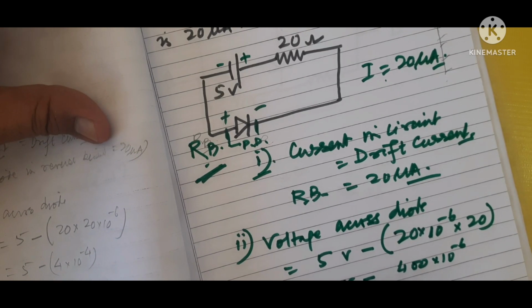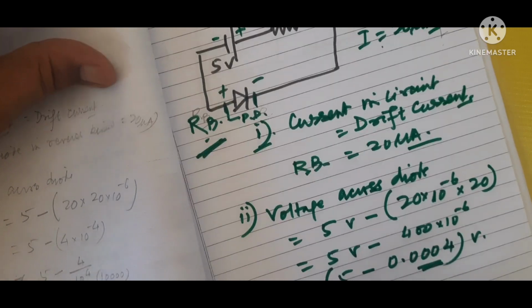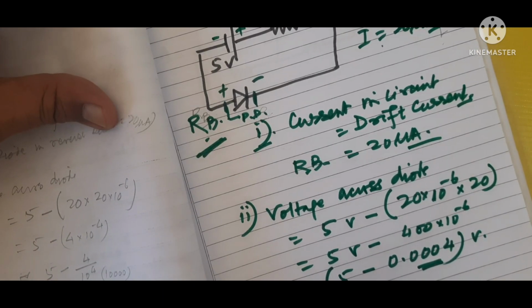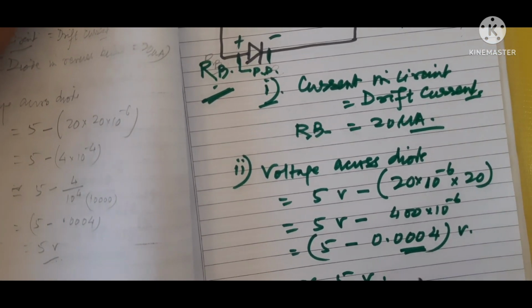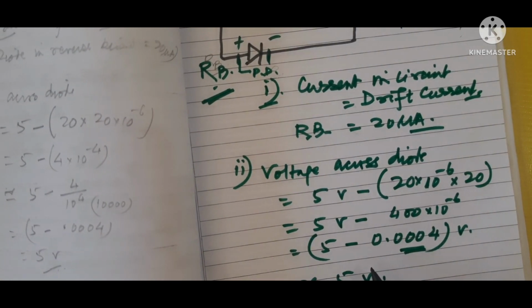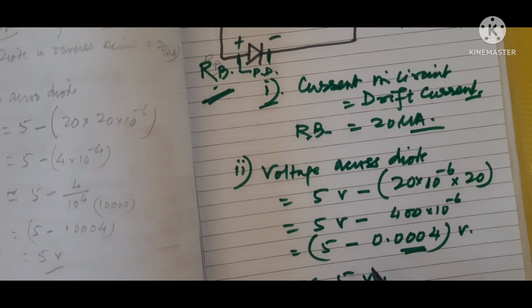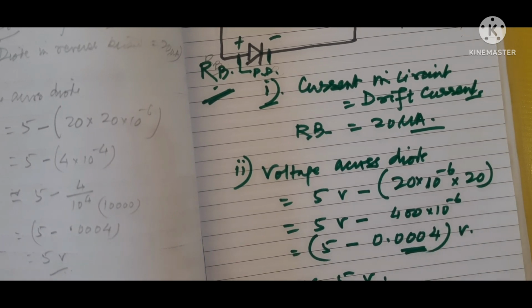So if you calculate 5 minus 0.0004 volt, this is a very small amount, so we can write it as approximately equal to 5 volt. That should be your answer. As it is very small, if you subtract it, it is 4.999 something. So as it is negligible, it is approximately 5 volt.